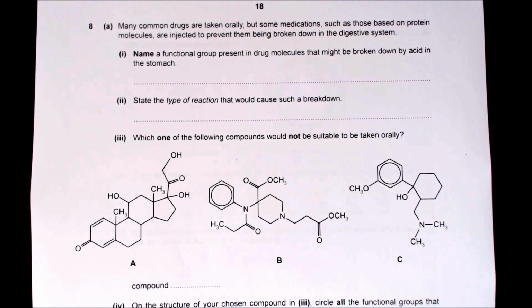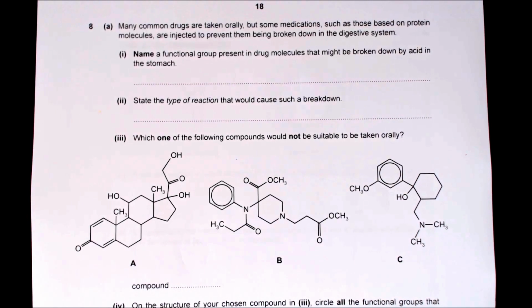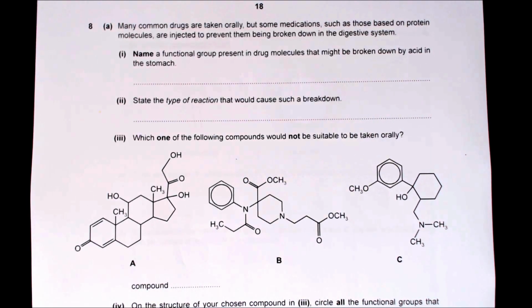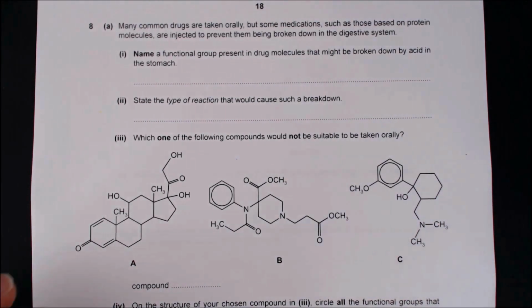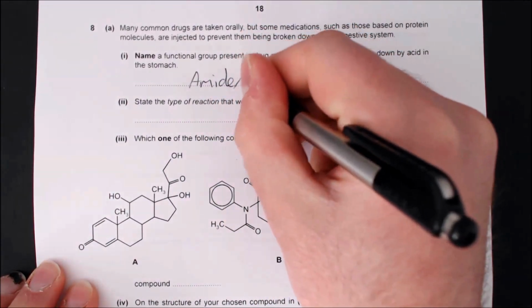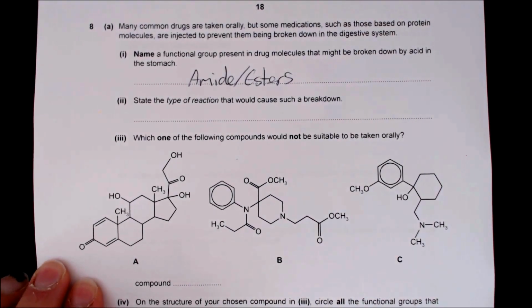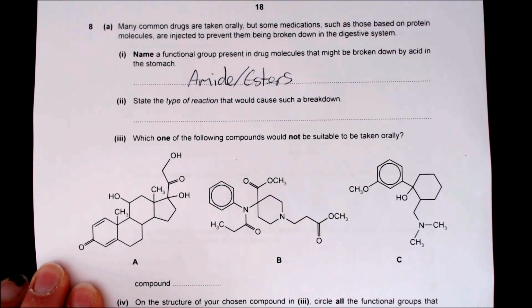So it says, number 1, name a functional group present in drug molecules that might be broken down by acid in the stomach. So really we're looking for a way in which we break things down using acid. Things like amides and esters are easily broken down by acids, so we call it acid hydrolysis. So we're going to break these up. So that's what we need to put on there, really. Anything like that. So amides slash esters. You could even put peptides as well, anything to do with that, because they're obviously in proteins. So yeah, not good if you're going to take a drug like that.